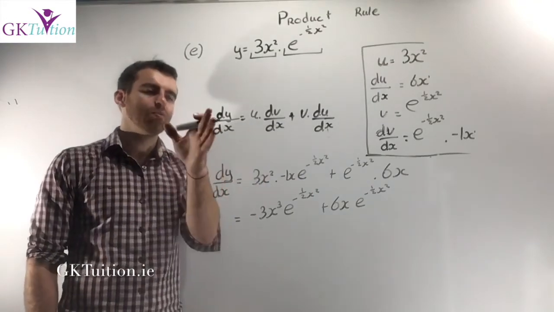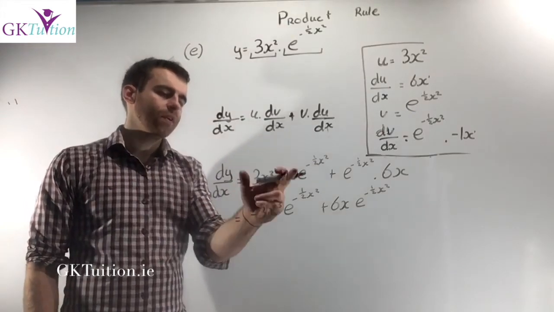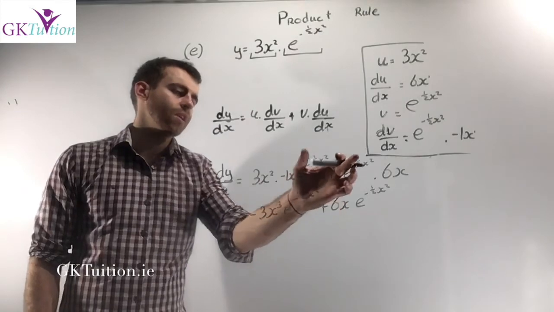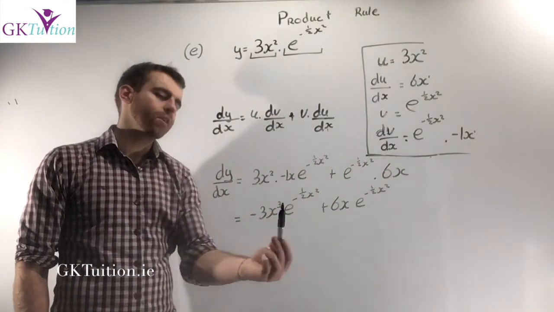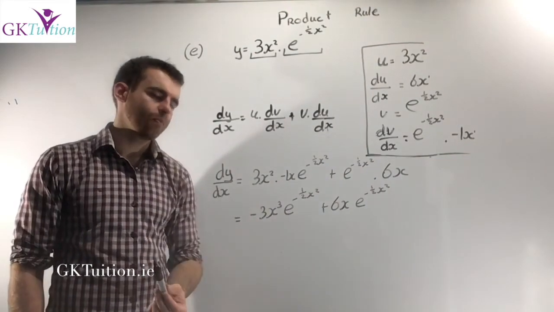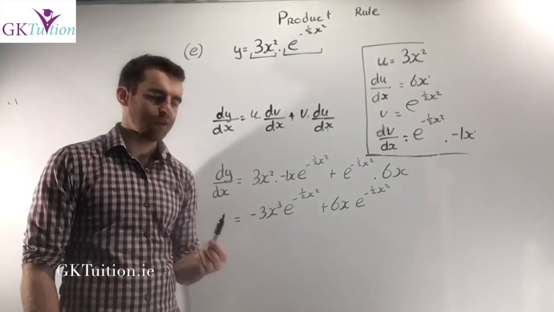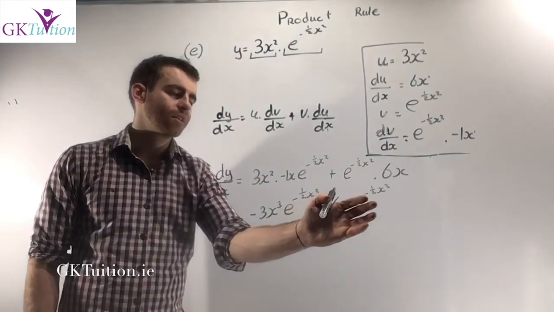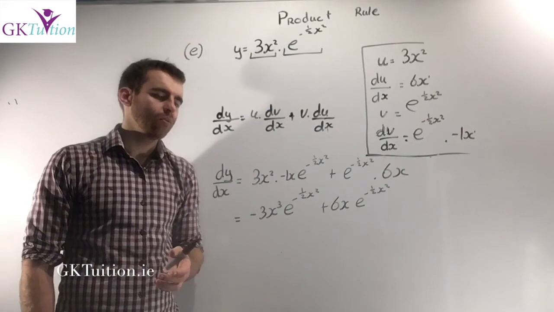the derivative, dy dx. So u in this case is 3x squared, by dv dx, which is minus 1x, by e to the power of this, plus v, which is e to the power of this, by du dx, which is 6x. All I've done here is multiply the minus 1x by the 3x squared. Minus 1x by 3x squared is minus 3x to the power of 3, e to the power of that, and then I've put the 6x in front, and it's just 6x by e to the power of that. Now let's just leave our answer there.